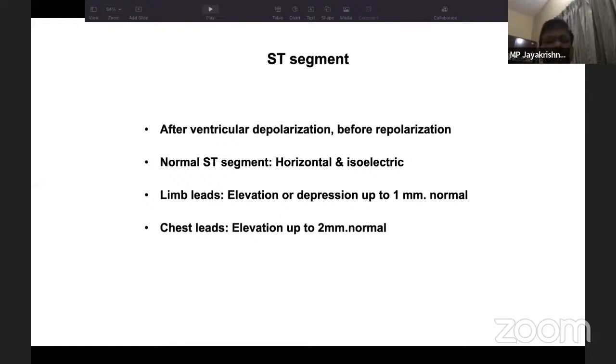is whether there is an ST elevation or depression. Whether ST changes are there or not. Many children with myocarditis could be having ST changes, T wave changes. So in the limb leads, elevation or depression up to 1 millimeter, meaning one division, is considered normal. Whereas in chest leads, elevation up to 2 millimeters is considered normal. Many people consider any depression of the ST segment in chest leads to be abnormal. So elevation up to 2 millimeters can be taken as normal in chest leads. Up to 1 millimeter elevation or depression can be taken as normal in limb leads.